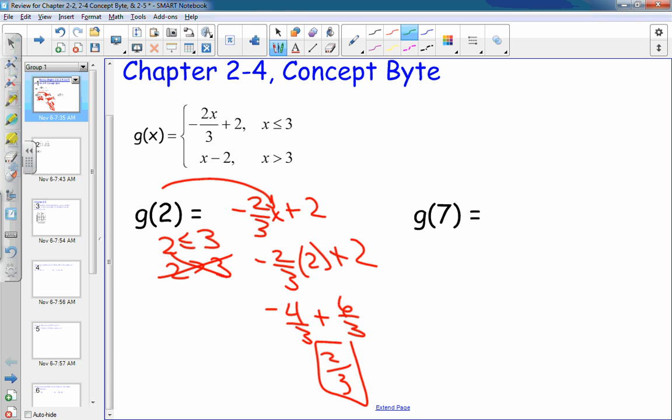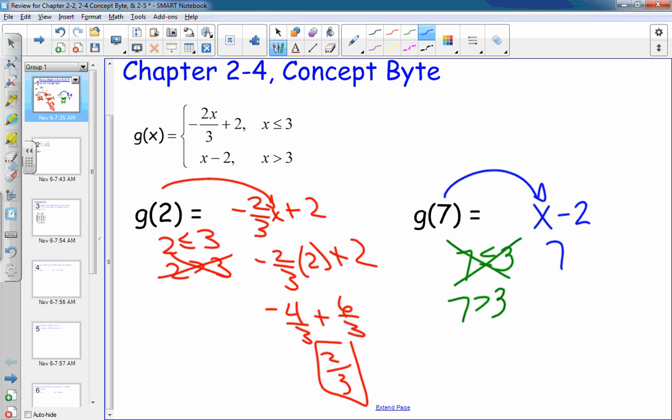Okay, going on to the next problem, g at 7. If I'm doing g at 7, what does that mean? Same exact concept as before. I need to figure out where this 7 goes in the region that they gave me. In other words, is 7 less than or equal to 3, or is 7 greater than 3? The true value is that 7 is greater than 3, which means I'm going to be using the bottom portion of this function, which is x minus 2. In every place I see an x, what am I plugging in for it now? 7. So I have 7 take away 2.